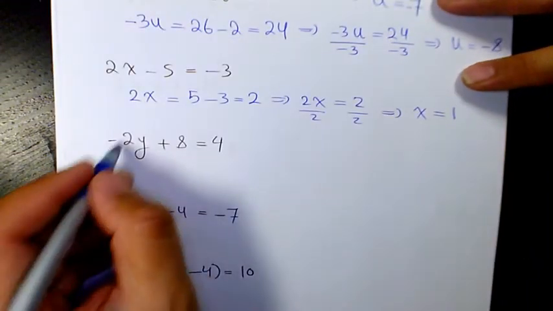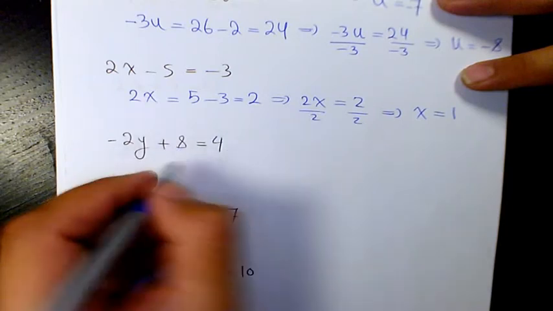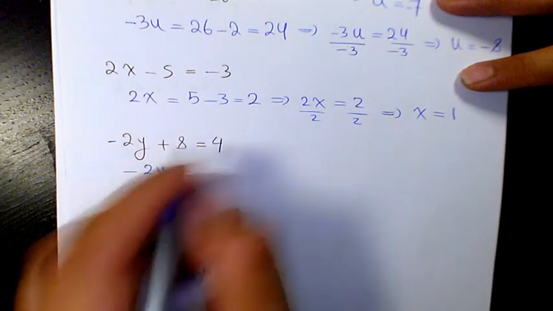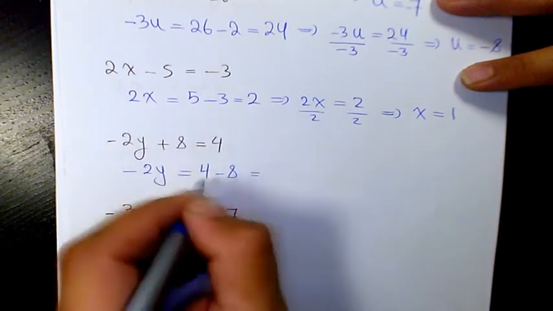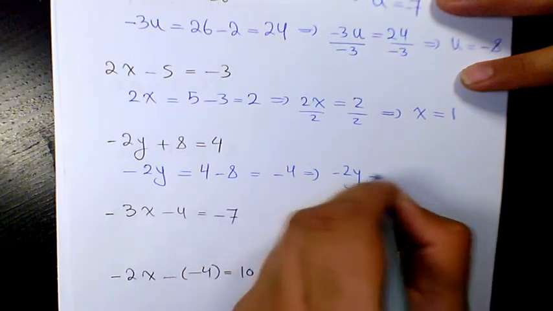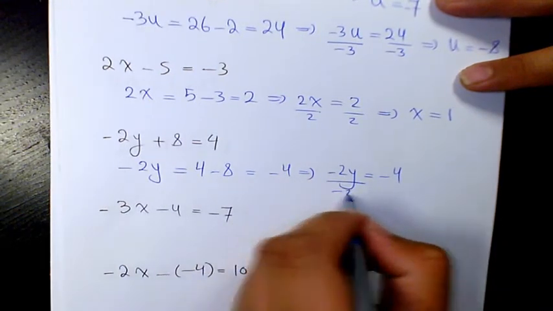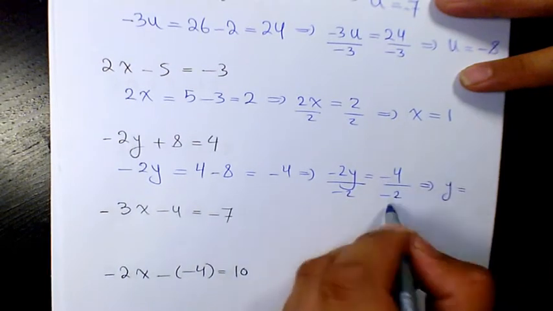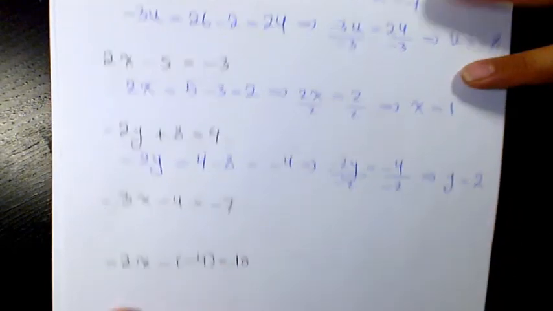So we have negative 2y plus 8 equals to 4. So what we need to do, we have negative 2y on the left hand side and move 8 to the other side. So it's going to be 4 minus 8. So 4 minus 8 is going to be negative 4. So we have negative 2y equals to negative 4. We need to divide both sides by negative 2. Negative 2y divided by negative 2 is going to be y. Negative 4 divided by negative 2 is going to be 2.